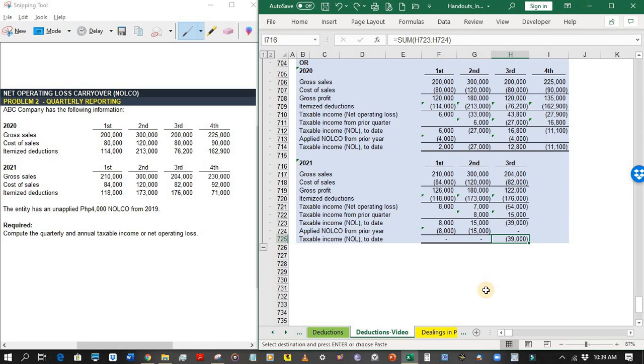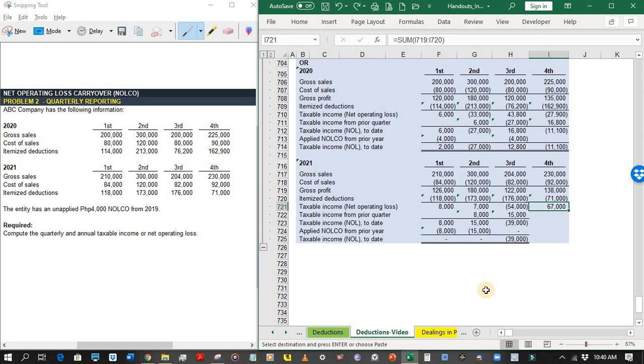So for the fourth quarter, our gross sales is 230,000. Cost of sales is 92,000. Then we have a gross profit of 138,000. The itemized deduction is 71,000. So we have a taxable income of 67,000 pesos. Again, this is only for October to December, which is non-cumulative.